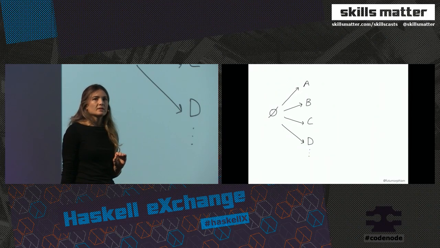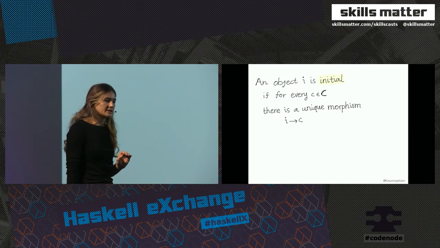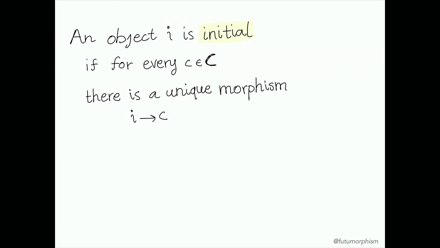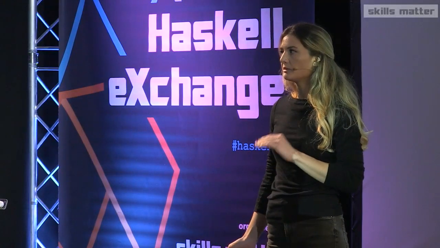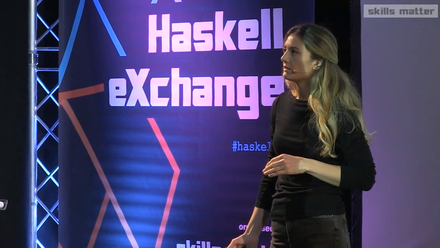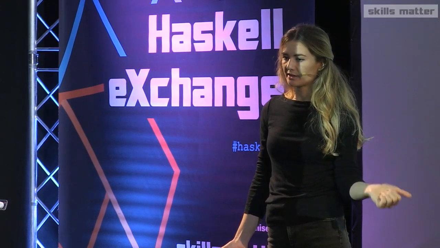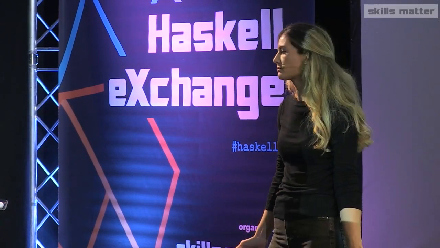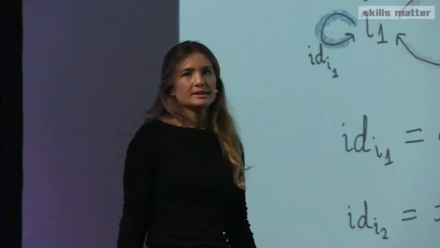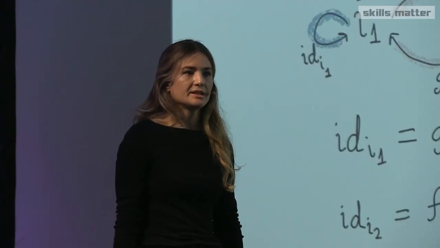And more generally, an object is called initial if for every object in the category there exists a unique morphism from that object to every object. So the empty set is the initial object in the category of sets and functions. And also, any two initial objects are isomorphic.